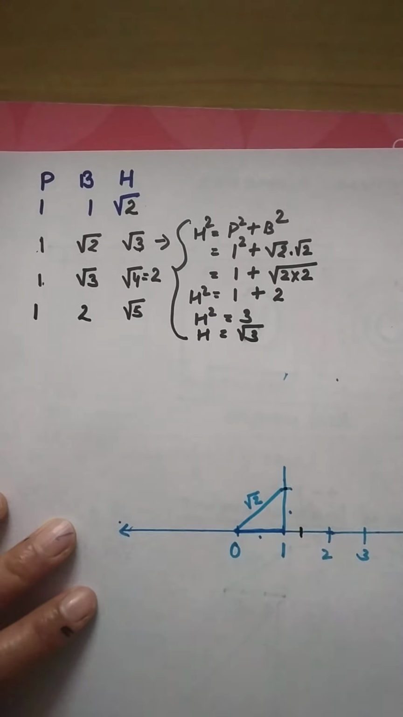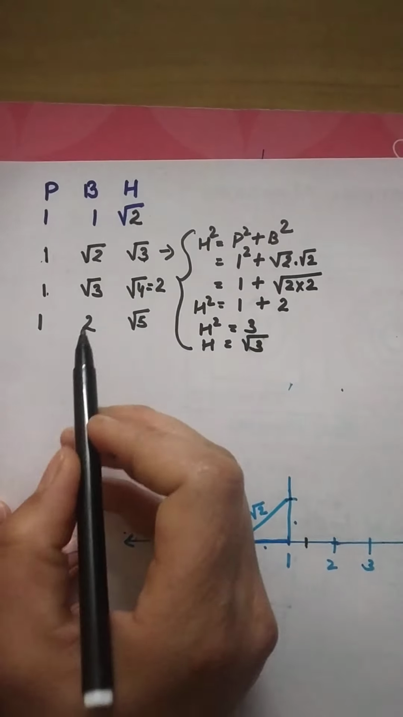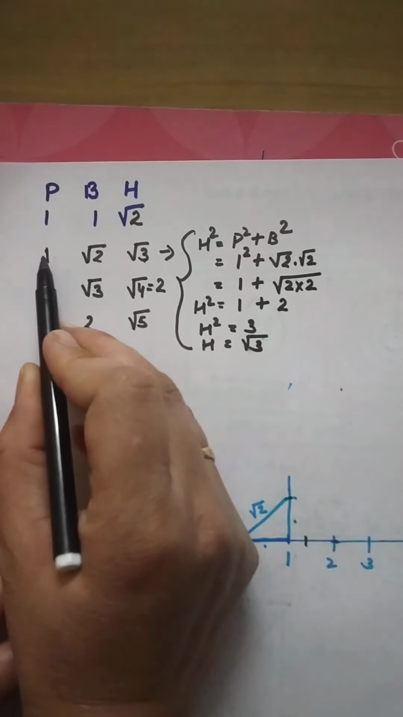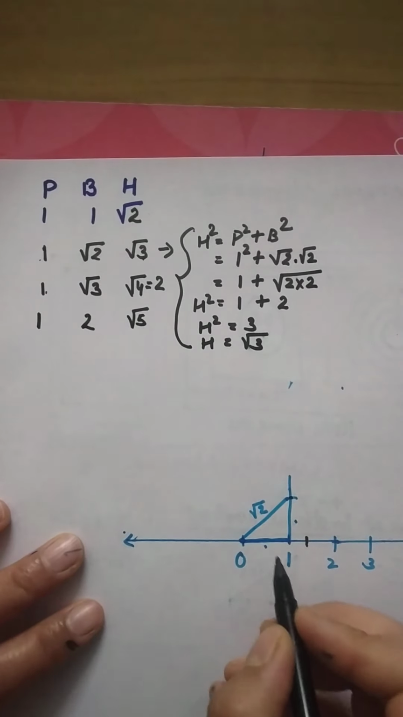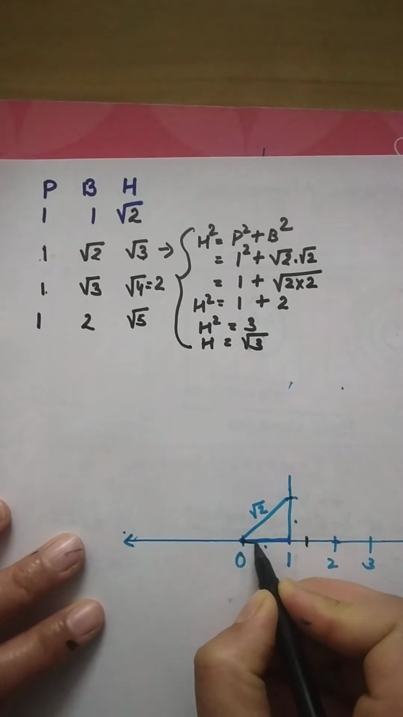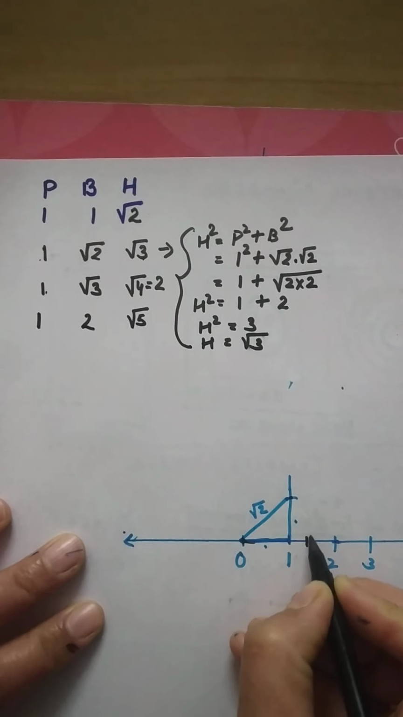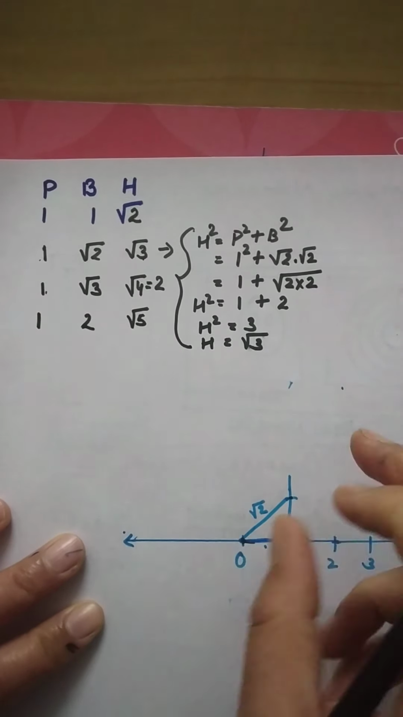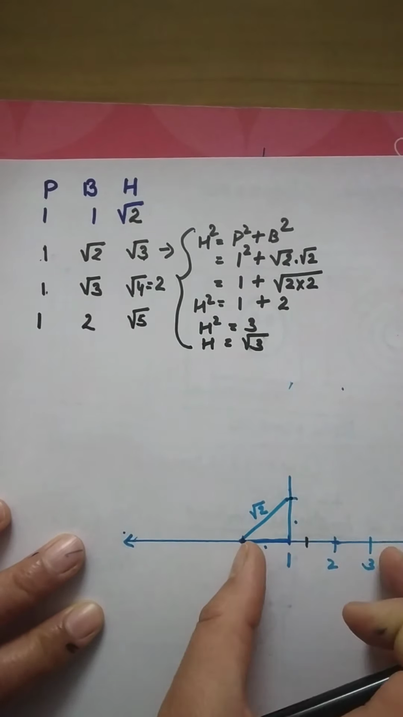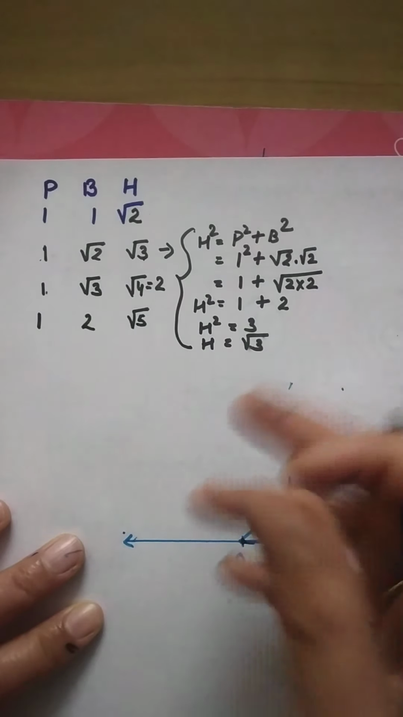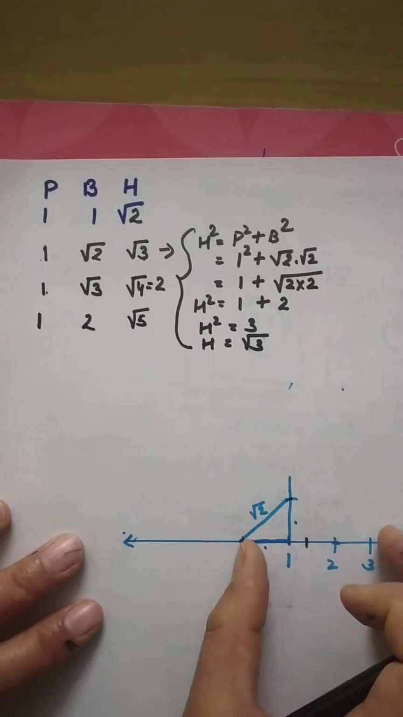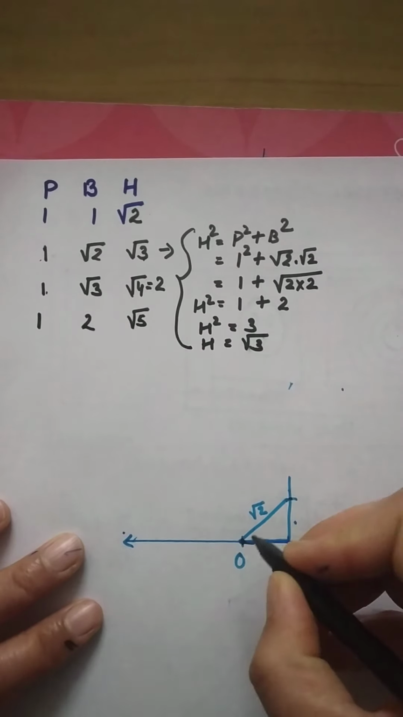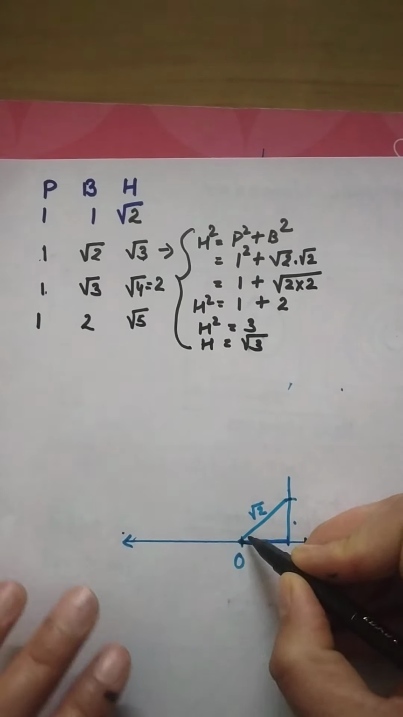Now root 3. As we discussed, base should be root 2 and perpendicular should be 1. One way is to choose this as the base because this is root 2, make 90 degree here, select root 3, place it, then choose that as base and proceed ahead. The other way, but your figure is going to be messy that way. Or you may select this root 2 as the base.